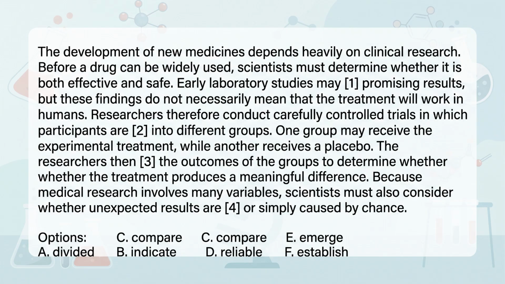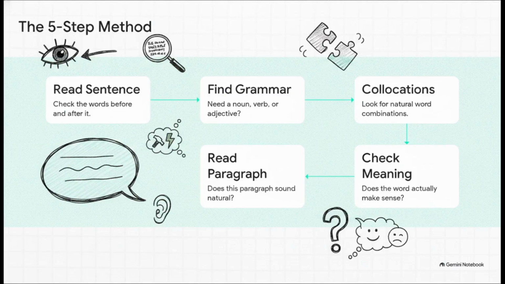Take a look at the completed second passage. Just read it through. Early laboratory studies may indicate participants are divided. Researchers then compare. Results are reliable. Confirming that natural flow really reiterates how recognizing these grammatical patterns and collocations drastically speeds up your solving time. It leaves you with minutes to spare for the much harder sections of the reading test.